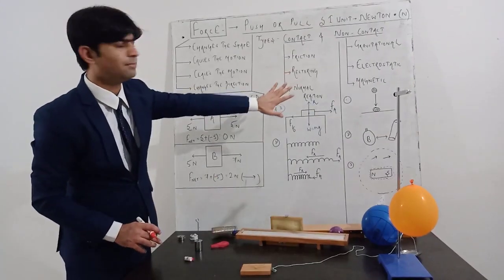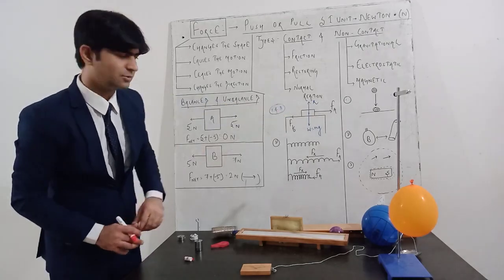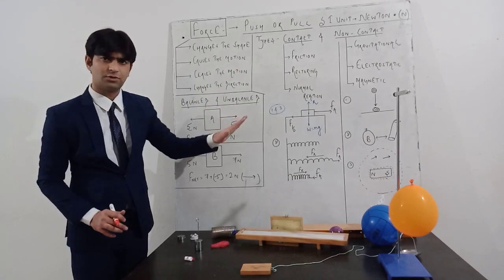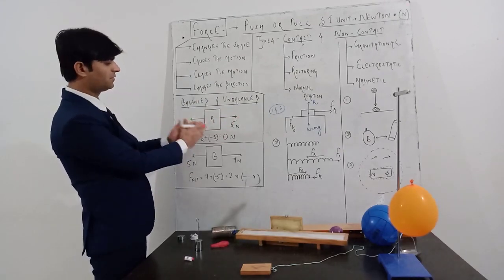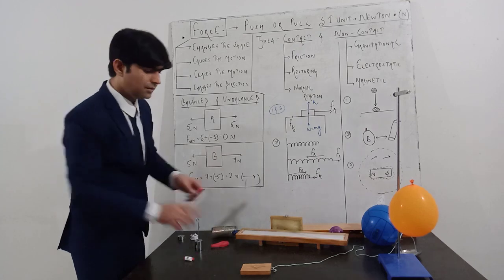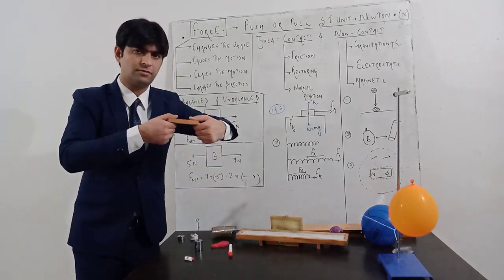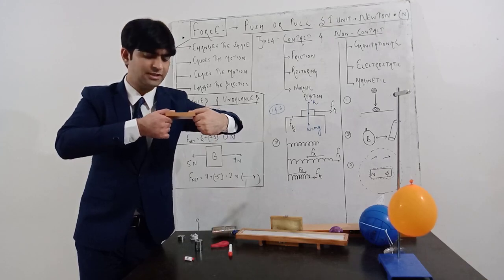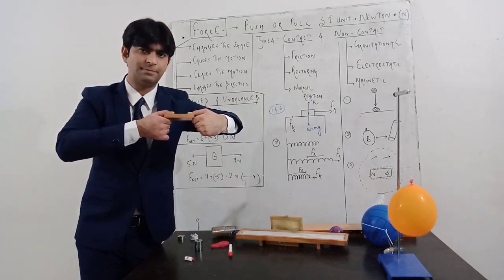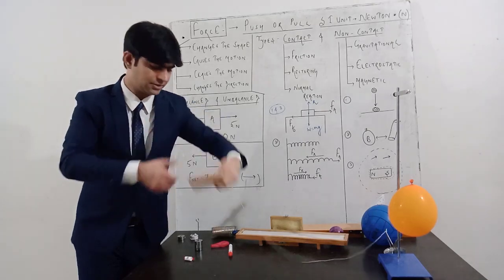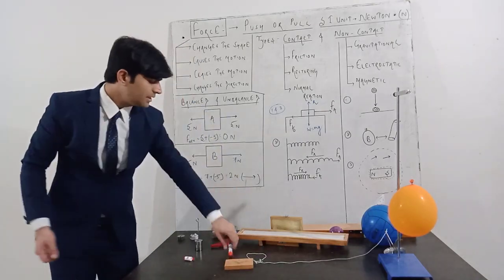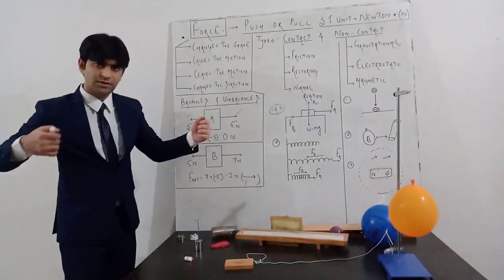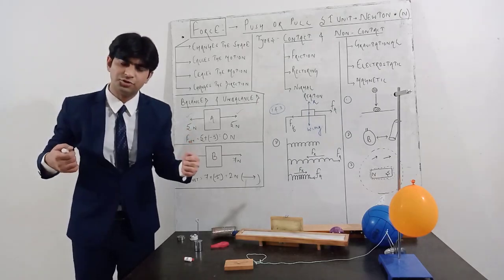Every one of these examples I have shown you with the help of practical demonstration. Now the second category, balanced and unbalanced force, is also very simple. Suppose this is body A, and you are applying the same amount of force in both directions. You are stretching this body with the same magnitude of force, but in opposite directions. So if you stretch any body with equal magnitude of force in opposite directions, the state of the body is not going to change.